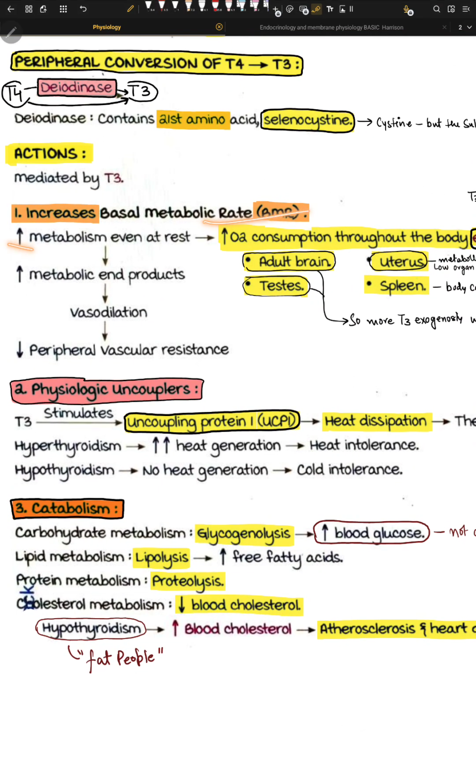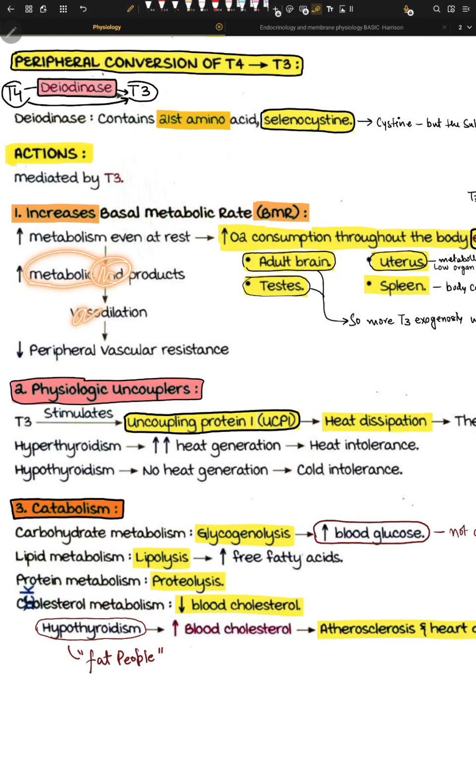Okay, so metabolism increases, the need for O2 consumption increases, so metabolic end products will also increase, right? Once the metabolic end products increase, what is a metabolic end product? It is just trash that your body creates. So vasodilation will happen. Vasodilation can happen from the metabolic end products, right?